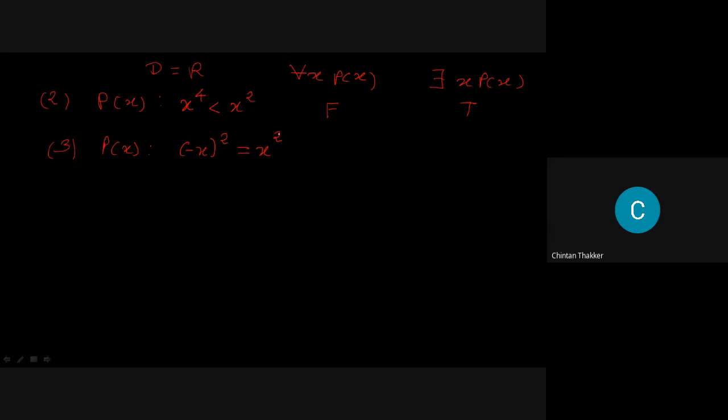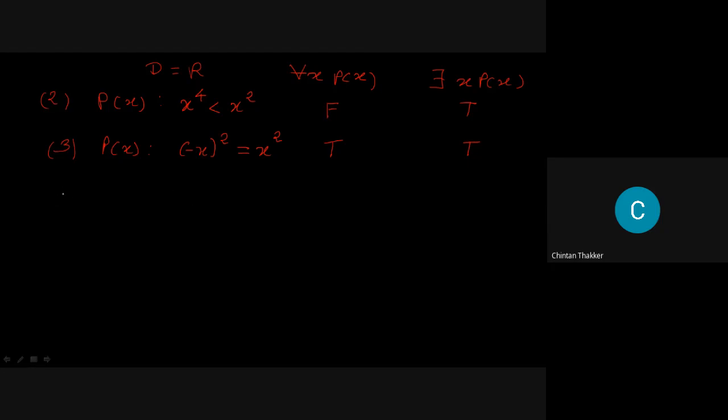Yes, for all real numbers, (minus x) whole square is equal to x square. So P(x) is true for all x. So for all x P(x) is true, and here all x are witnesses. So therefore, there exists x P(x) is true. So both are true.